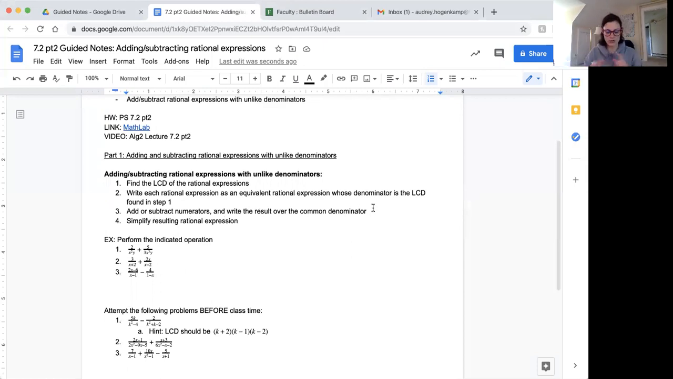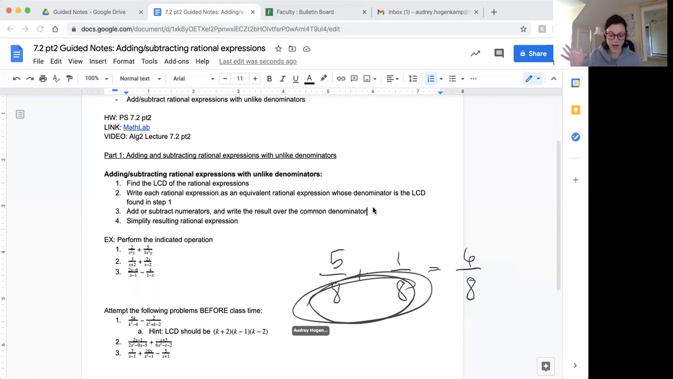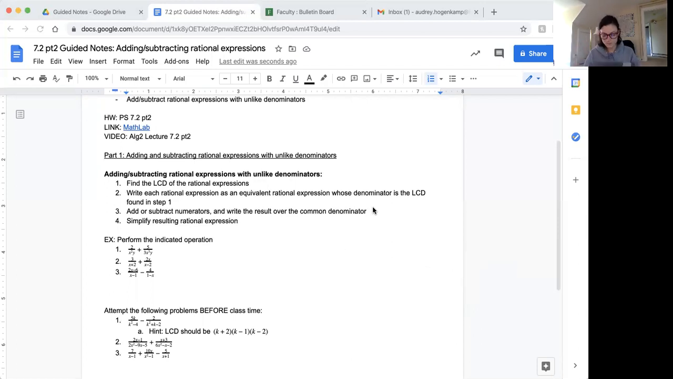So a common error here is that students like to add the denominators. Remember, when we add fractions like 5/8 plus 1/8, that is equal to 6/8. It is not equal to 6 over 8 plus 8, which is 16, right? Our denominator stays the same. We don't add our denominators together when we are doing addition or subtraction. So just a thing to be cognizant of there. And then step 4 is simplify the resulting rational expression. So those are the steps that you want to take each time.